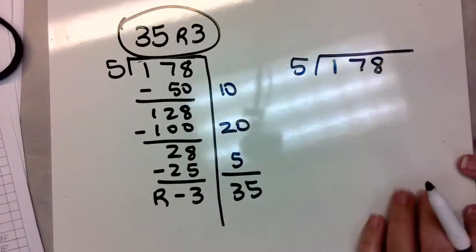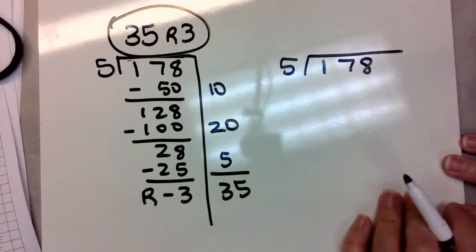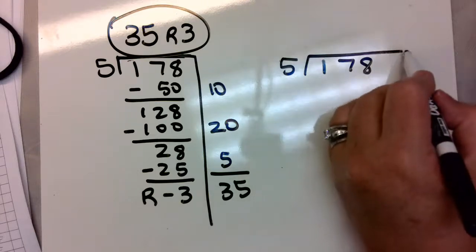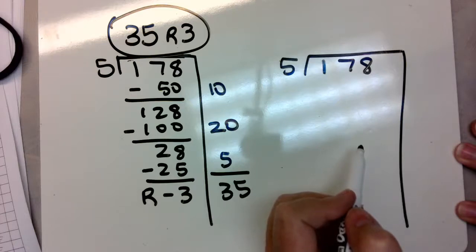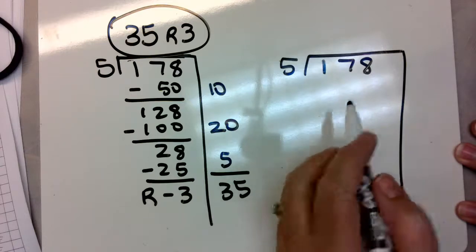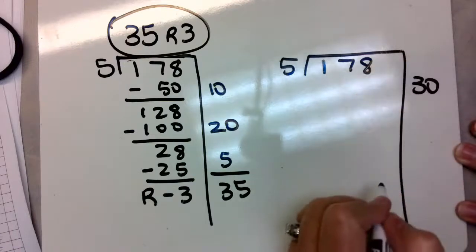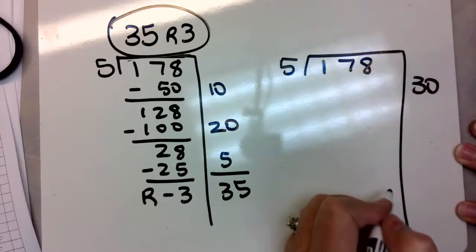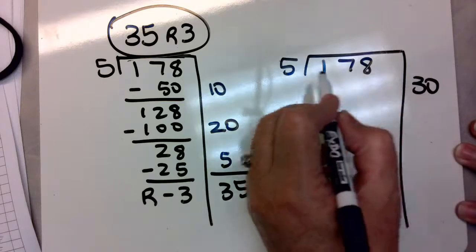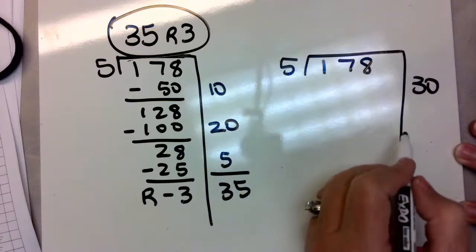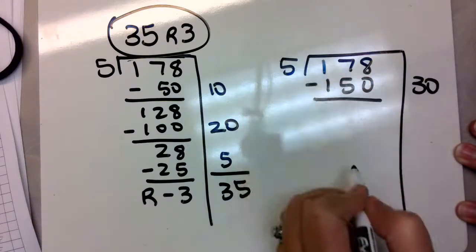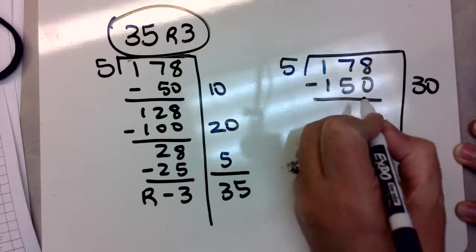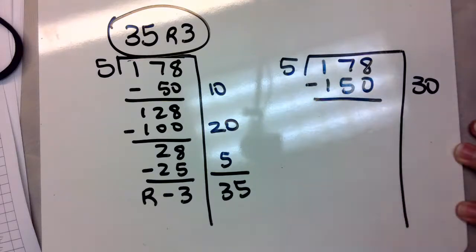Okay, now we know we can work this same problem a different way, and that's the beauty of partial quotients. Alright, so this student recognizes that, you know what, I know that there are 30 groups of 5 in 178 because I know that 3 times 5 is 15, so 30 times 5 is 150. Some of our students are ready for that, and we want them to get there, but we want them to get there when they're ready.